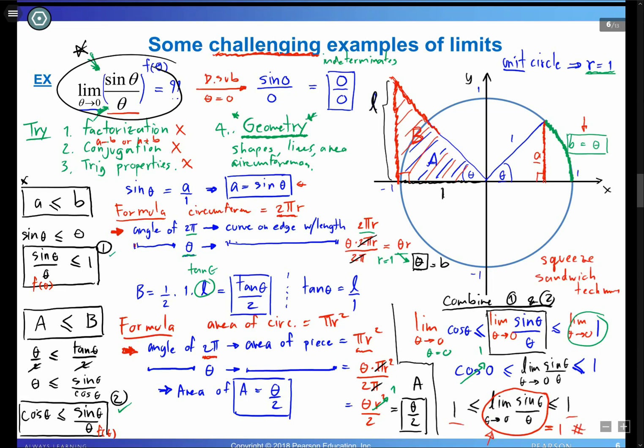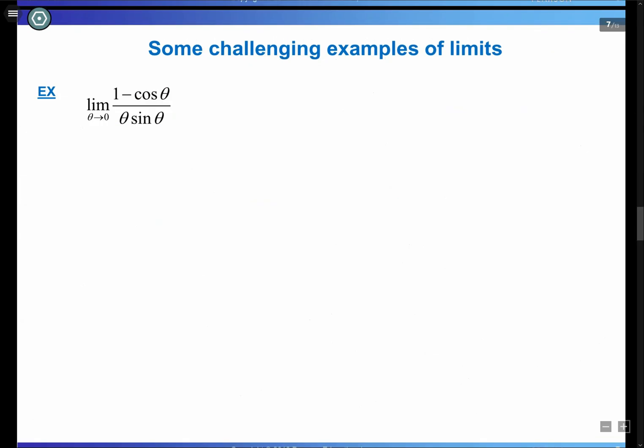Now let's move to the next challenging example. For the second challenging example, we want to find the limit of a function again. So let's take a look at the function that we have. This is the function (1 minus cosine theta) divided by (theta times sine theta). This is a function with one variable, and that is theta. We want to find the limit of this when theta approaches 0.